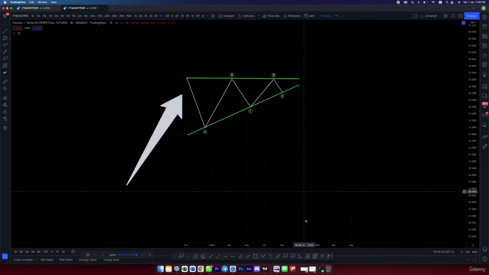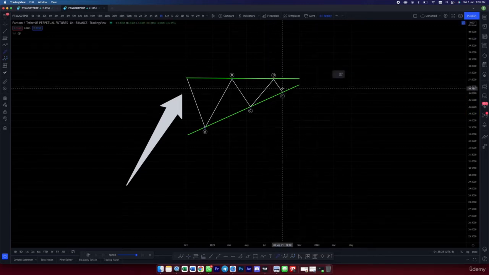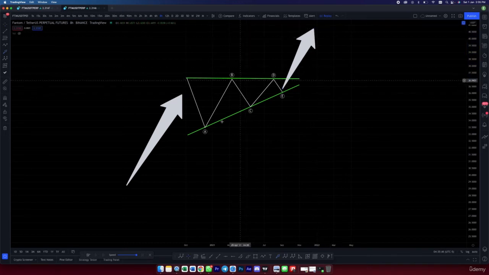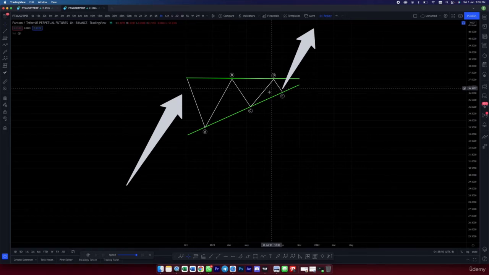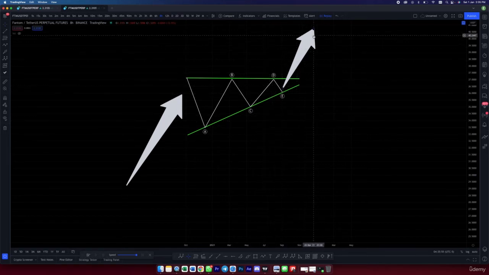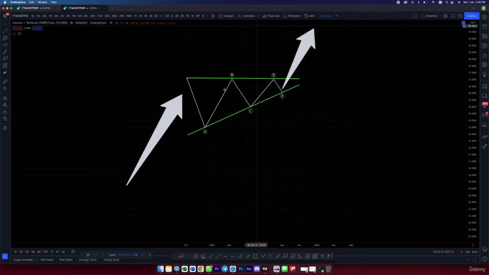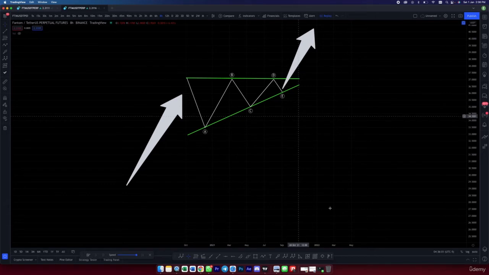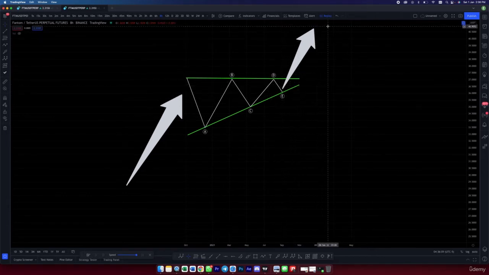And after that, what happens? The market continues to move in the same direction. So when you combine the lows and the highs, you will see an ascending triangle. And whenever an ascending triangle is formed, the market moves in the same direction. So when you see this pattern, you will just count A, B, C, D, E, and we enter at E and the market goes up.